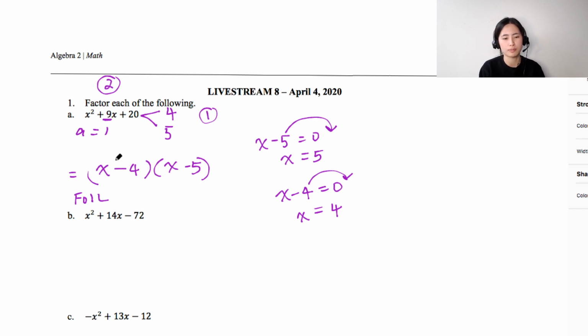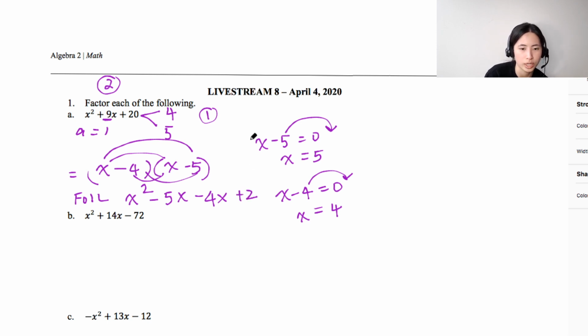So the FOIL method is basically to multiply this x and x, so you would get x squared, right? And then you move on to x times negative 5, which would give you negative 5x, and then you move on to your inner term, so that means it's negative 4 times x, so that would be negative 4x. And then you would have to multiply negative 4 times negative 5, which would give you positive 20, right?